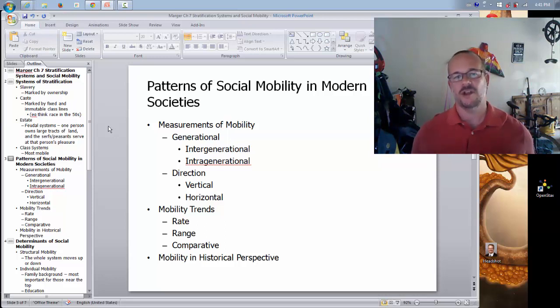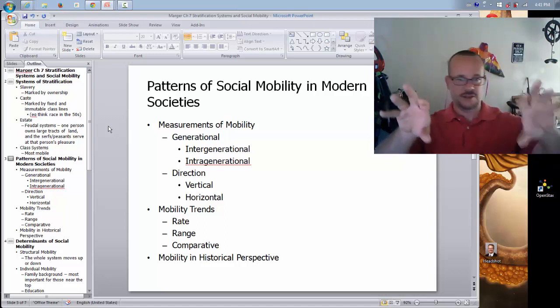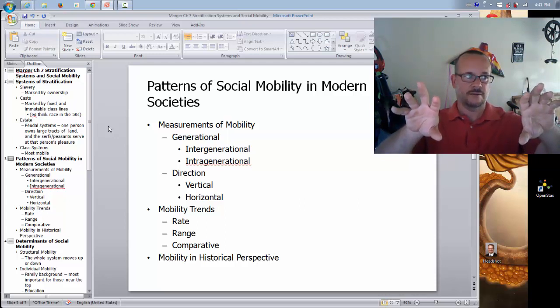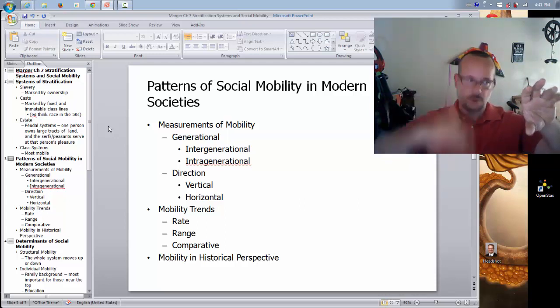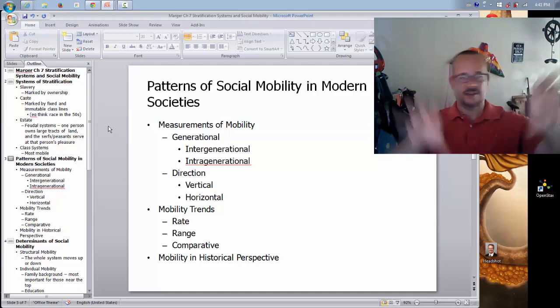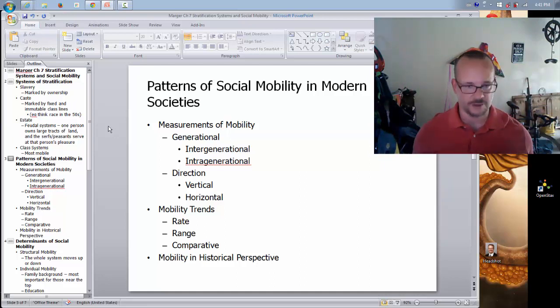But you can also have horizontal. Horizontal mobility is along the lines of I've got this job and I change and get this job, and it's not better off, it's not worse off, it's a different job, but it's at the same level. That's horizontal mobility. Really straightforward.